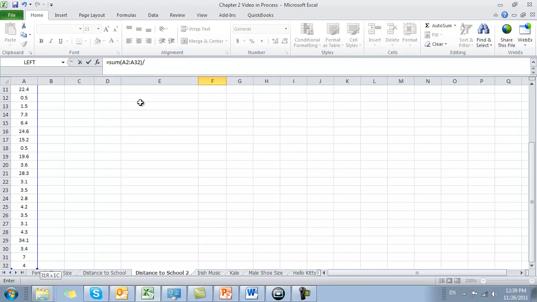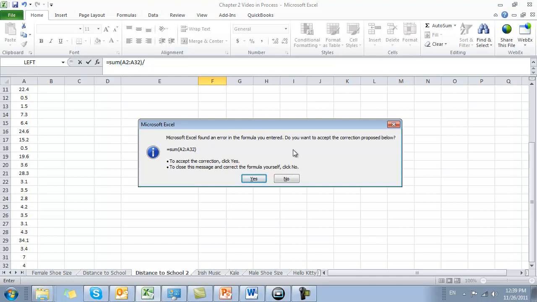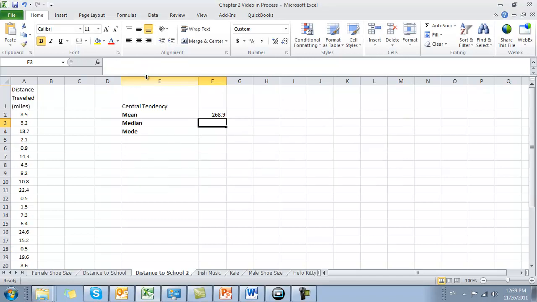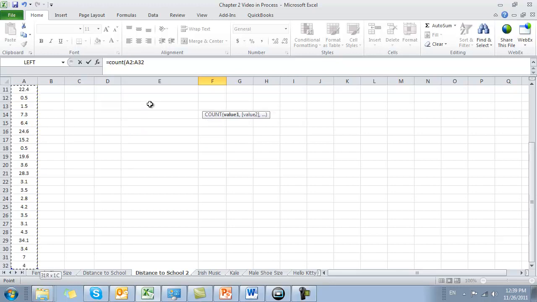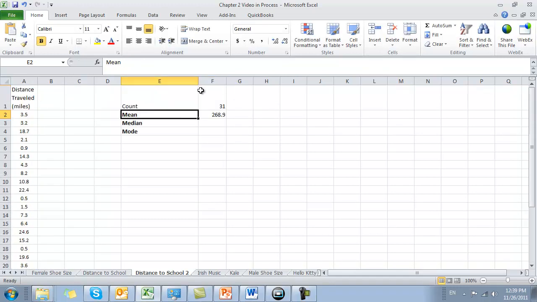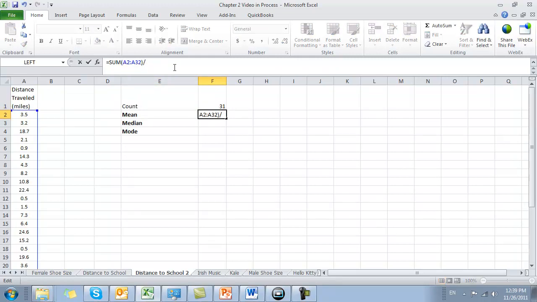So I'm going to just go back, accept the error, and I'm going to put in the count on my n, and I will count up all of the different points here by using the count function in Excel. And I find that I have 31 points, so my mean is that sum divided by my 31, or 8.7. That's one way of doing it.